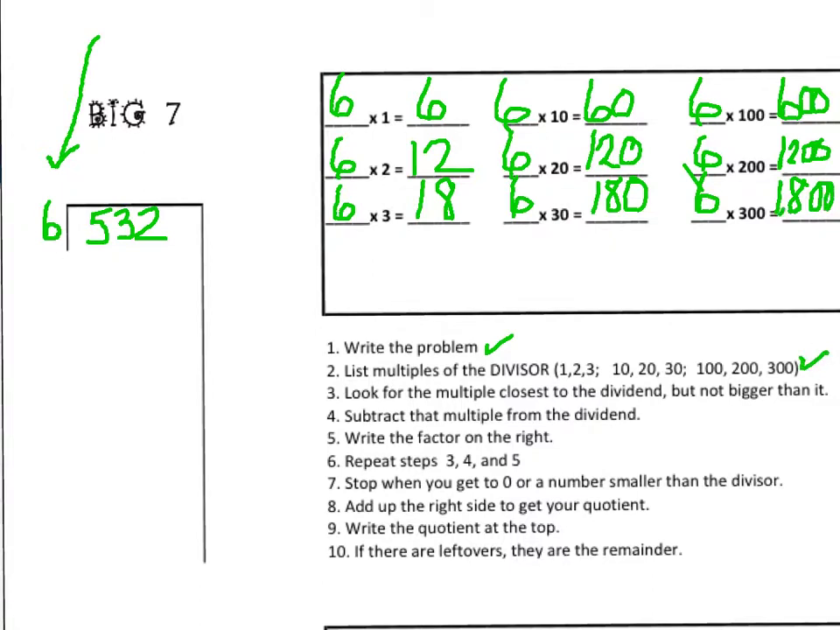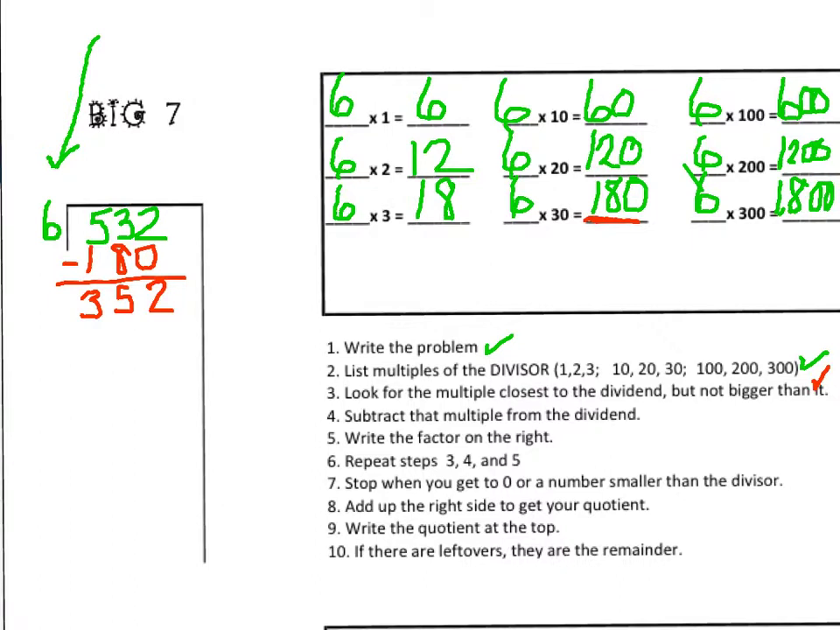Next step says to look for the multiple closest to the dividend, but not bigger than it. So let's look. What is closest to the dividend? Our dividend is 532, but not bigger than 532. Well, that's going to be this 180 right here. So now that I've found that, I'm going to check that off. And it says subtract that multiple from the dividend. So I need to subtract 180 from the dividend. That is going to leave me with 352.